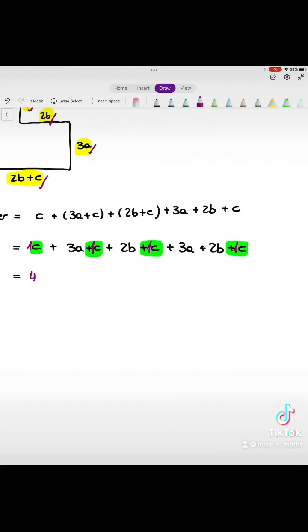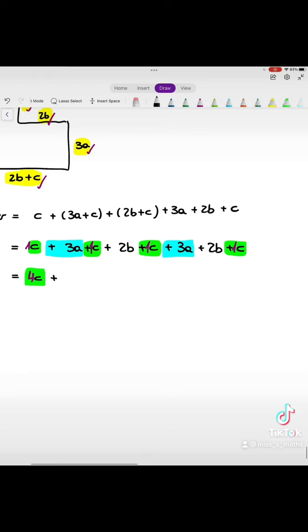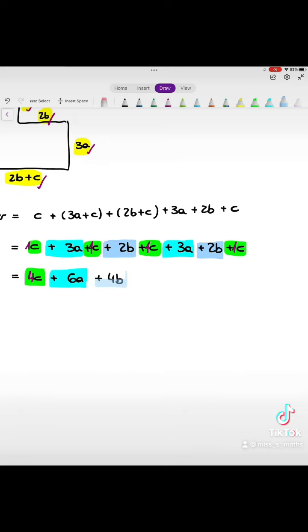We just look at the c's that we have there. We have 4 c's, none of them had a coefficient, but we know that if there's no coefficient, it actually means that there's a hidden 1 there. Then we look at our a's. We have 3a and 3a, which is a total of 6a. And last but not least, we look at our b's. We have 2b and 2b, which is a total of 4b, and we have an expression for the perimeter of that shape.